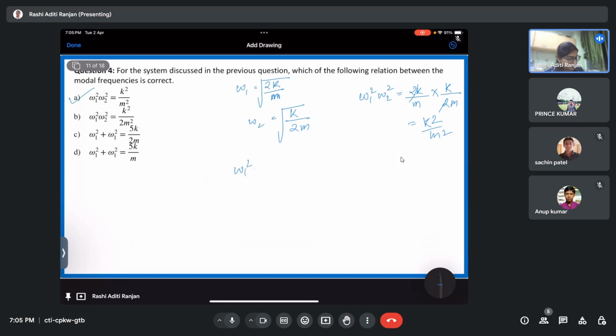And omega 1 square plus omega 2 square would give me 2k by m plus k by 2m, which would give me 5k by 2m. So this would be my correct answer. Correct? So this becomes very easy, right?